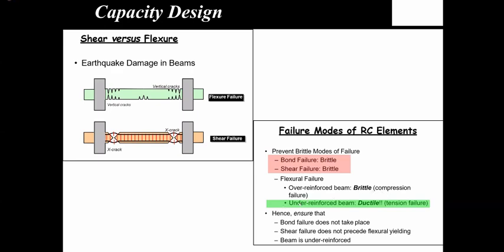So the other desirable mode of failure is always under reinforced beam, where you get yielding in your bars before compression strain is reached in the top compression concrete. So that's the green what we are intending to achieve. So hence ensure bond failure doesn't take place, shear failure doesn't precede flexural yielding, and beam is always under reinforced.